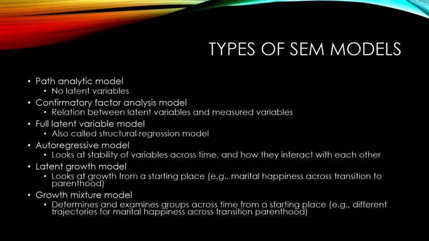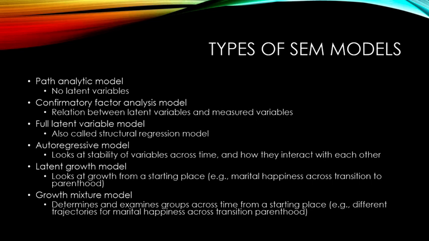Latent growth modeling is really all about trajectory. So it's starting from a starting place and then looking at how something changes across time. So when we look at things like trajectories of marital happiness, trajectories of delinquent behavior, you're starting with some event or time frame and then modeling out how does that look across time and what are the variables that account for differences in that trajectory.